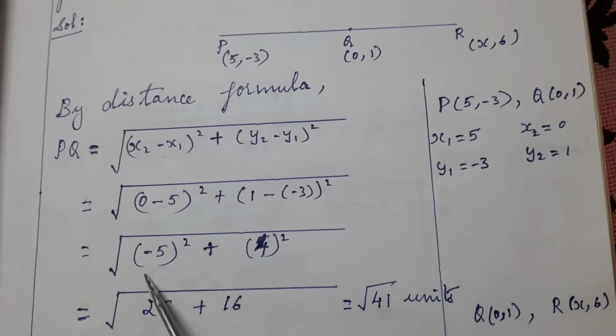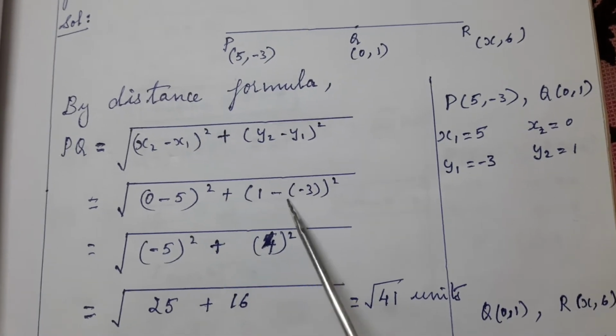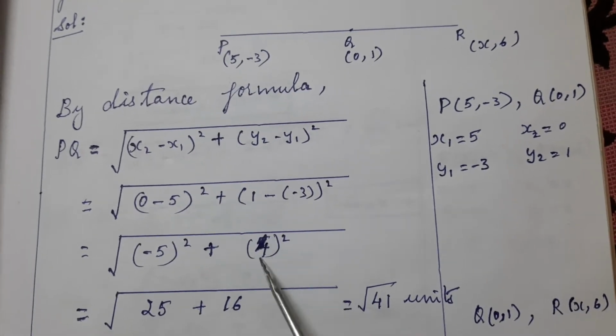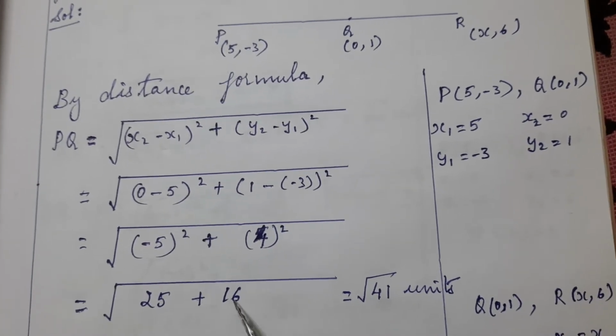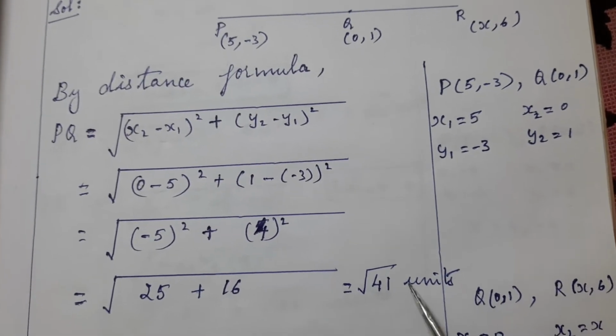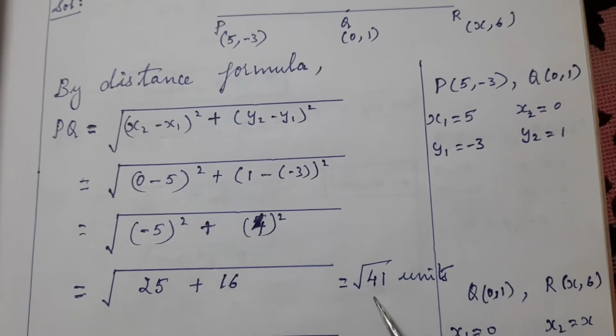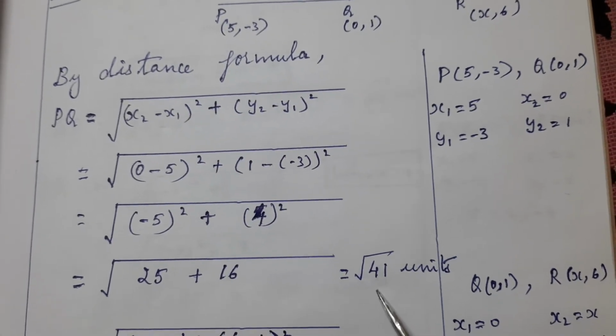Now 0 minus 5 is minus 5, the whole square, plus 1 minus of minus 3, that is 1 plus 3, is 4 square. Now we get root of 25 plus 16, that is root 41 units. 41 is not a square number, so we cannot find the square root.